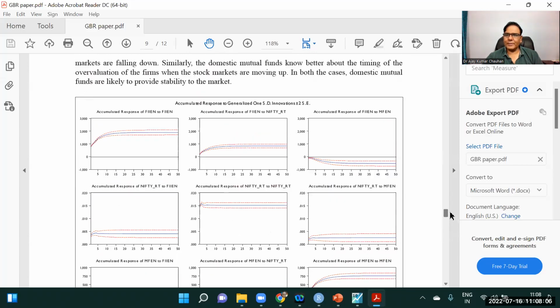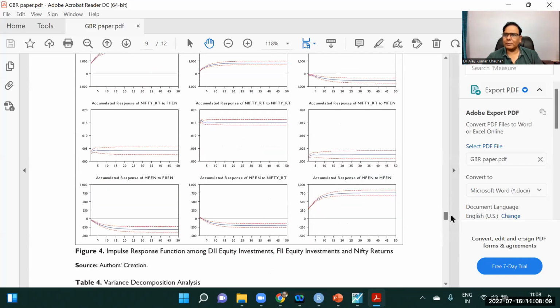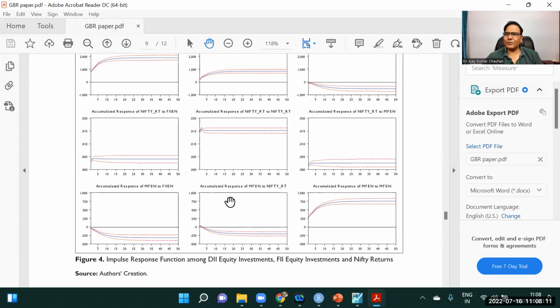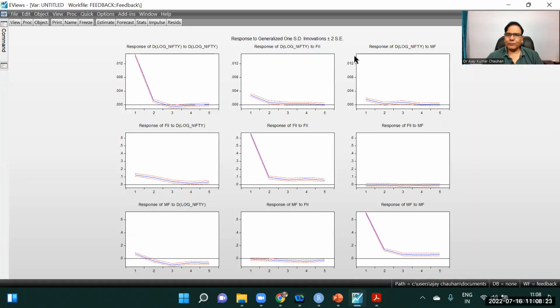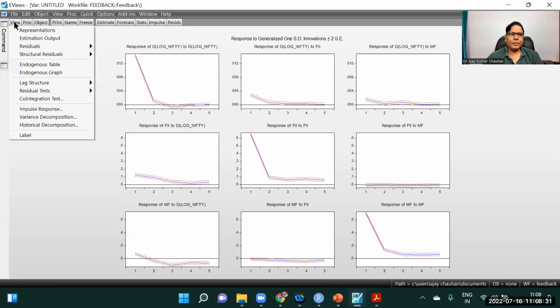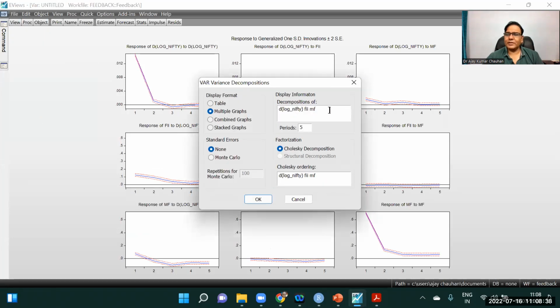So after this impulse response function, which is one of the important parts of the paper and gives you important results showing the causality by the graphical method, they are very, very important. After that, once you finish the impulse response function, then the second last step, you need to go for variance decomposition. So if you go to the variance decomposition, first of all, you have to click on the table.